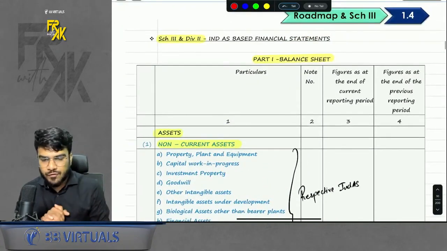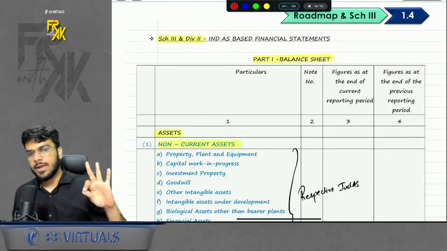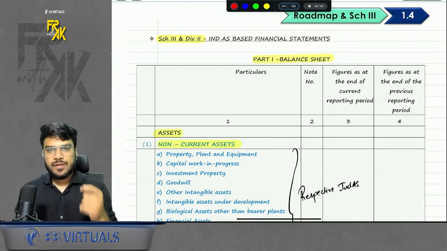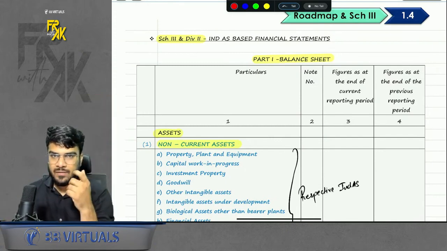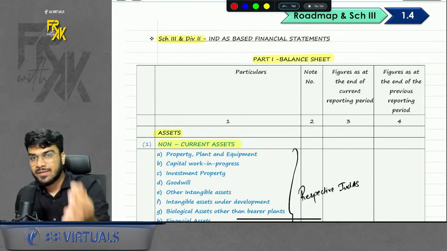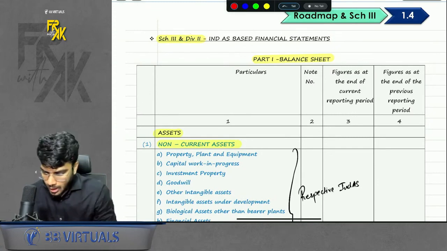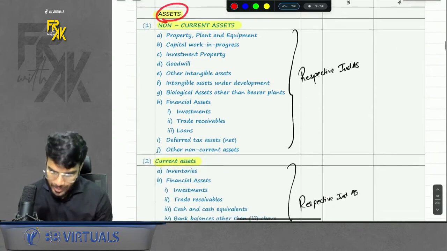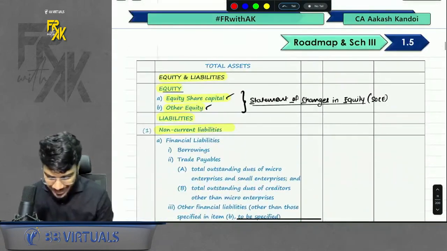So before we move on towards our break, let's revise whatever we have studied in this first session. Okay. So we are starting the revision in 3, 2, 1 and go. First of all, we started with the discussion of Schedule 3 Division 2. The format of balance sheet and profit and loss is given for IND AS under Division 2. In balance sheet, we will start with which element? We will start with assets. Assets has two elements, non-current, current. And then we have equity and liabilities.